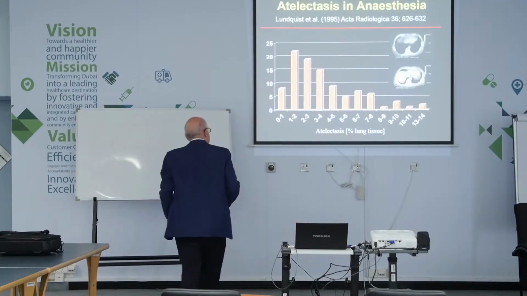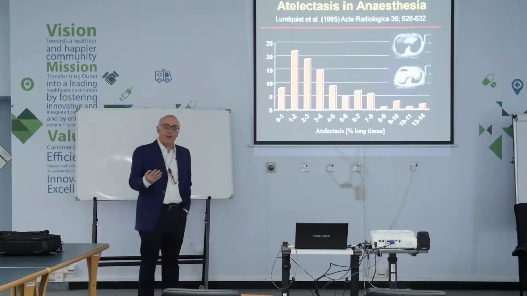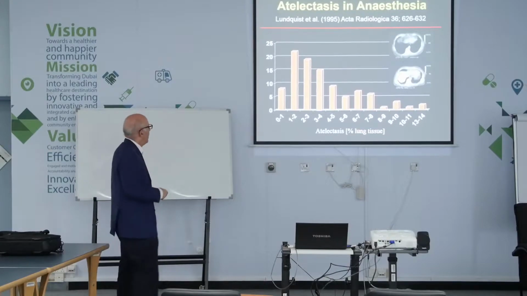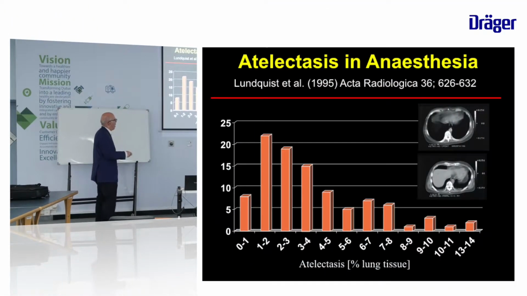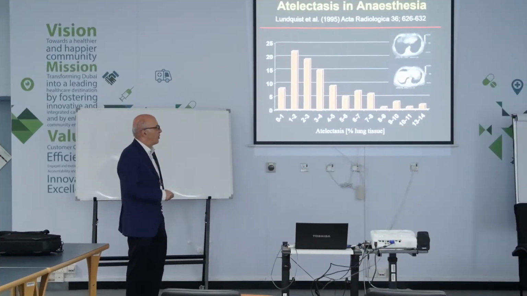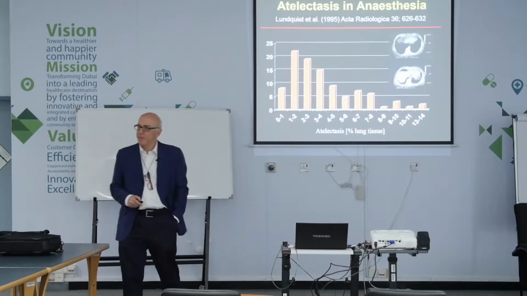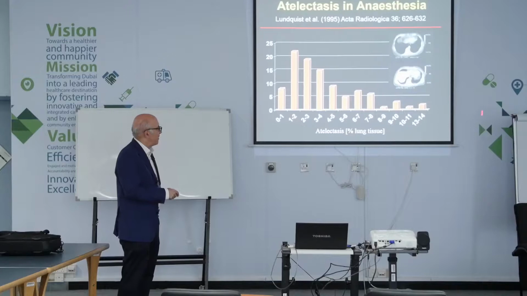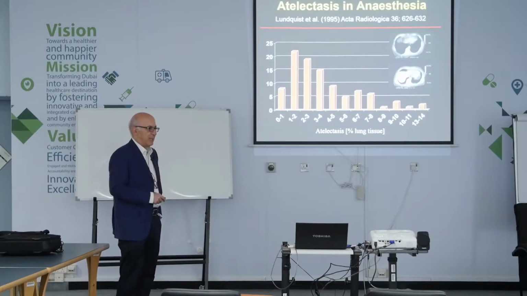How much atelectasis, however, do we have? This is extremely important when we discuss recruitment and protective ventilation later. This is the distribution of the percentage of atelectasis along the percentage of lung tissue. You see that most of the patients present a maximum of 3 to 4% atelectasis of the lung tissue. And other patients present a very high amount of atelectasis.